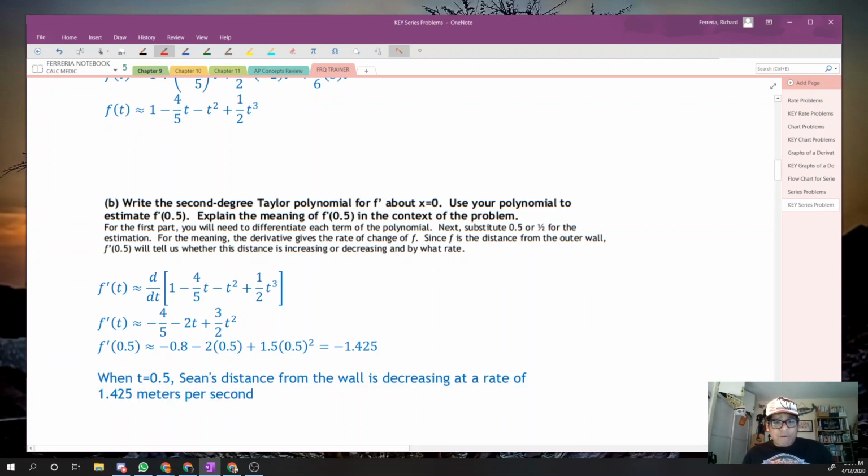So when t equals 0.5, Sean's distance from the wall, remember, distance from the wall is the interpretation of f. So Sean's distance from the wall is decreasing. It's decreasing because that rate is negative, of course, and by a rate of 1.425. Whenever you say decreasing, the rate is going to stay a positive number. So we're decreasing at a rate of 1.425 meters per second. Meters being the unit for f, per second being the unit for t. Okay, so there we go. There's our question B.